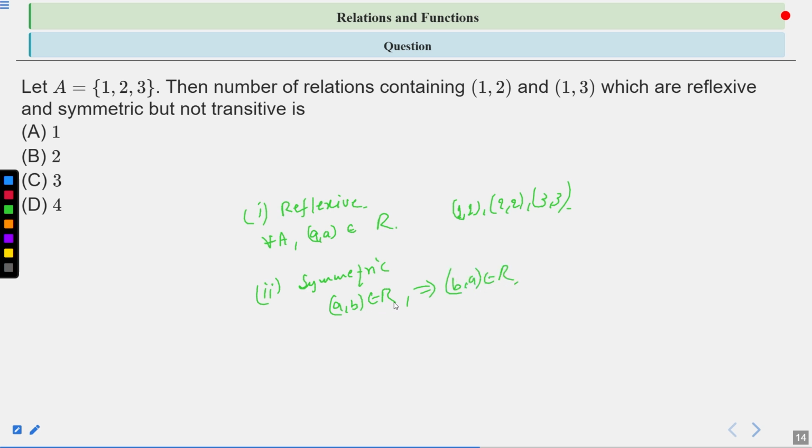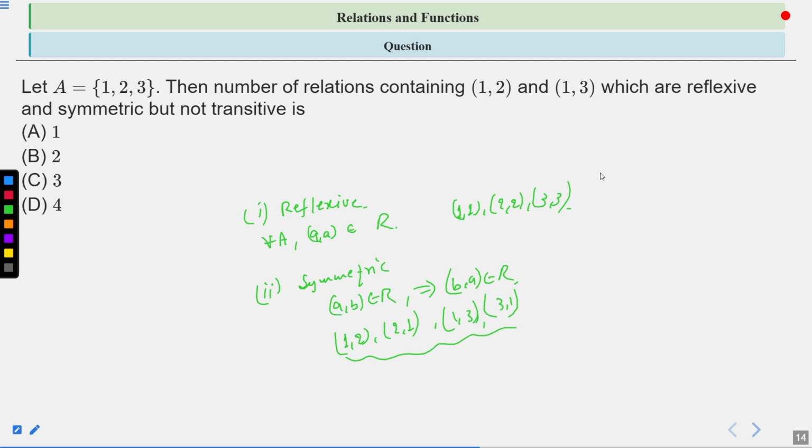That is, if (a, b) belongs to R, then (b, a) must belong to R. Suppose (1, 2) and (1, 3) are present in the relation. So if (1, 2) is present, then (2, 1) must always be present, right? And if (1, 3) is present, then (3, 1) must always be present. Got it? So these four elements will always be present for the relation to be symmetric.